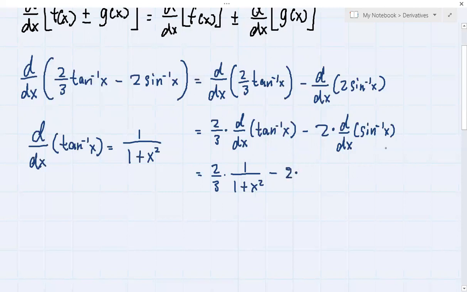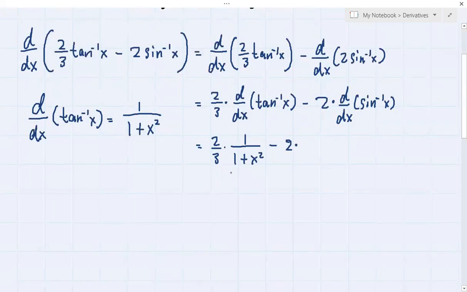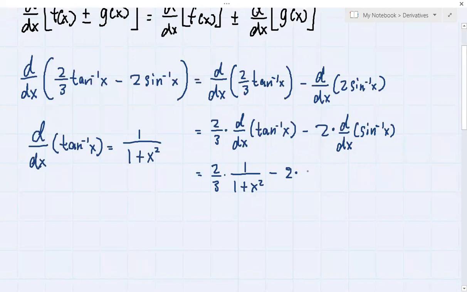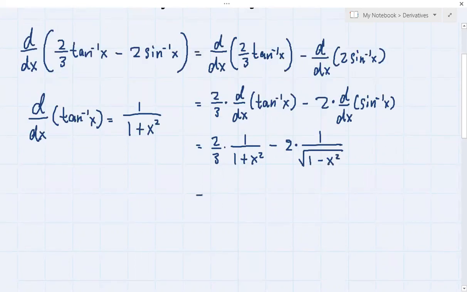Minus 2 times derivative ng arcsine. Nasabi ko na to kanina. Ang derivative ng arcsine, this is 1 all over the square root of 1 minus x squared. So now let's multiply them together. So in here, sa first term, if you're going to multiply these two fractions right here, magiging 2 times 2 all over 3 times quantity 1 plus x squared.